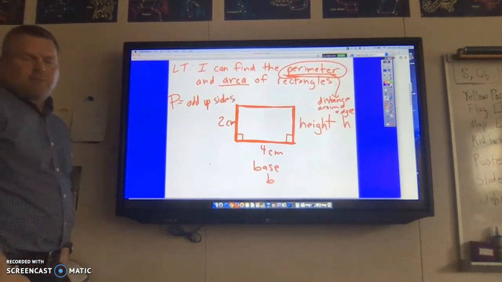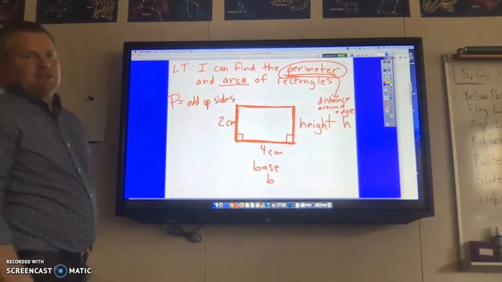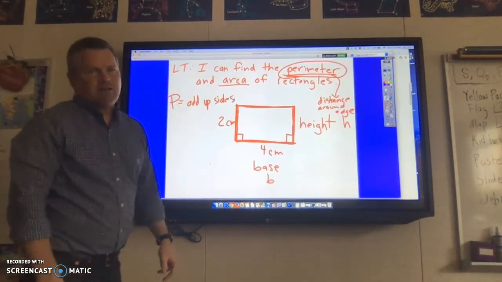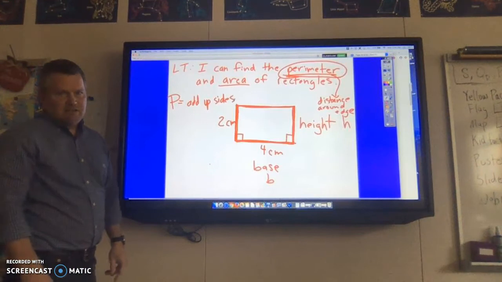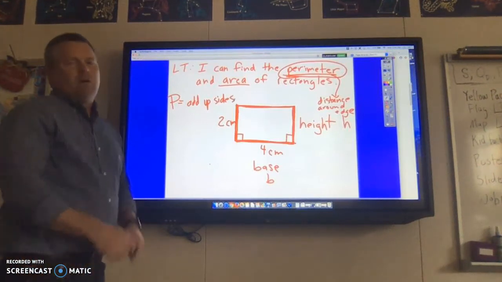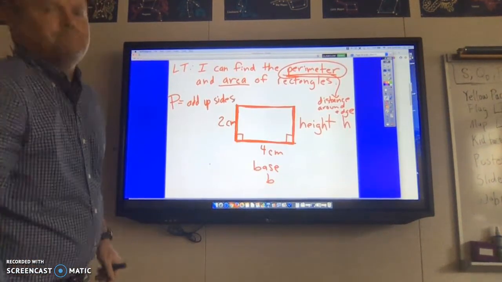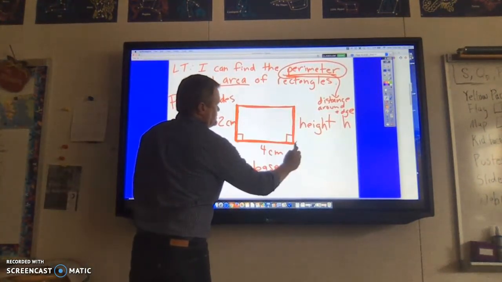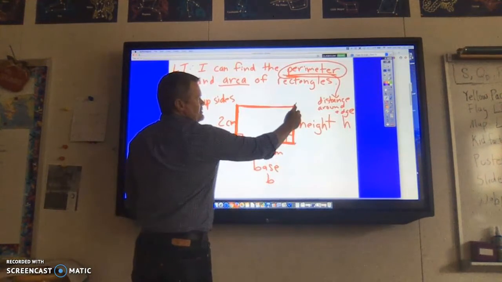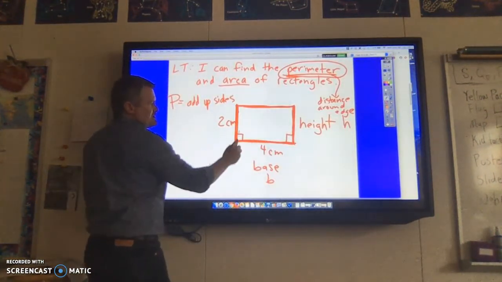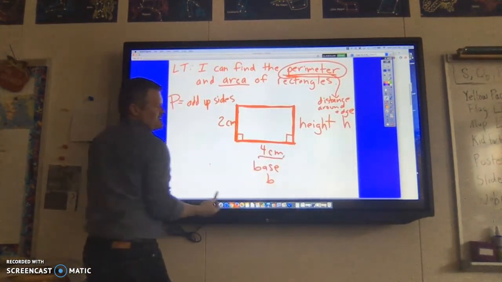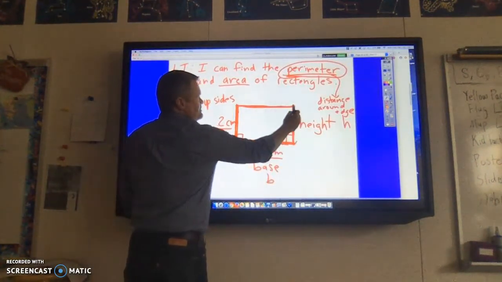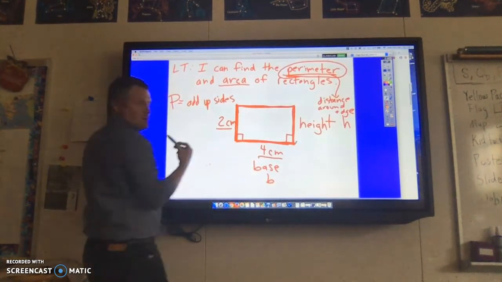If we were learning about a three-sided figure, we'd add up three sides. If we were learning about a seven-sided figure, we would add up seven sides. Okay, really easy. So on this one that we're looking at right now, we would go 4 plus 2 plus 4 plus 2. Do you see my marks here? This one is 4 centimeters. This is 2 centimeters. This would be 4 plus 2 plus 4 plus 2.